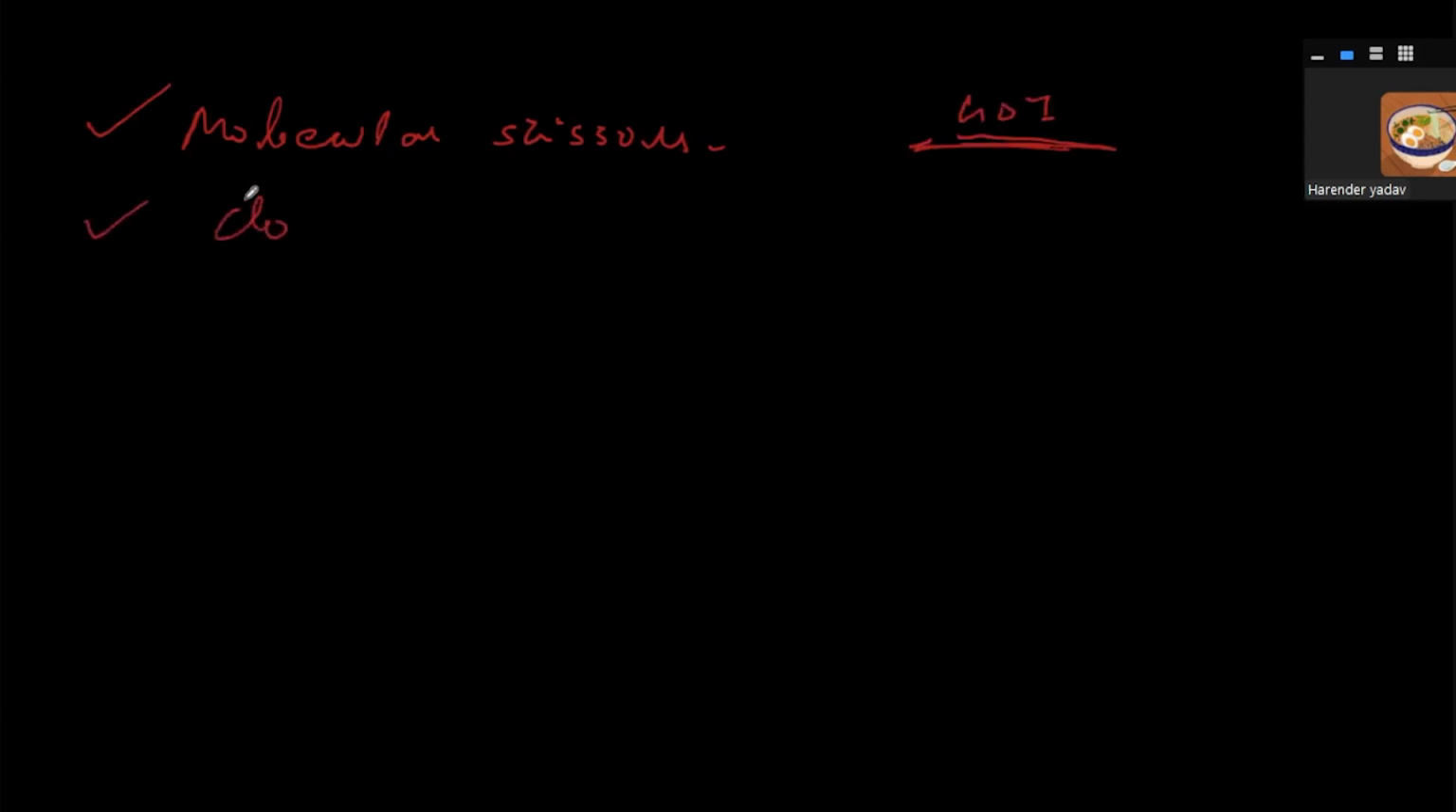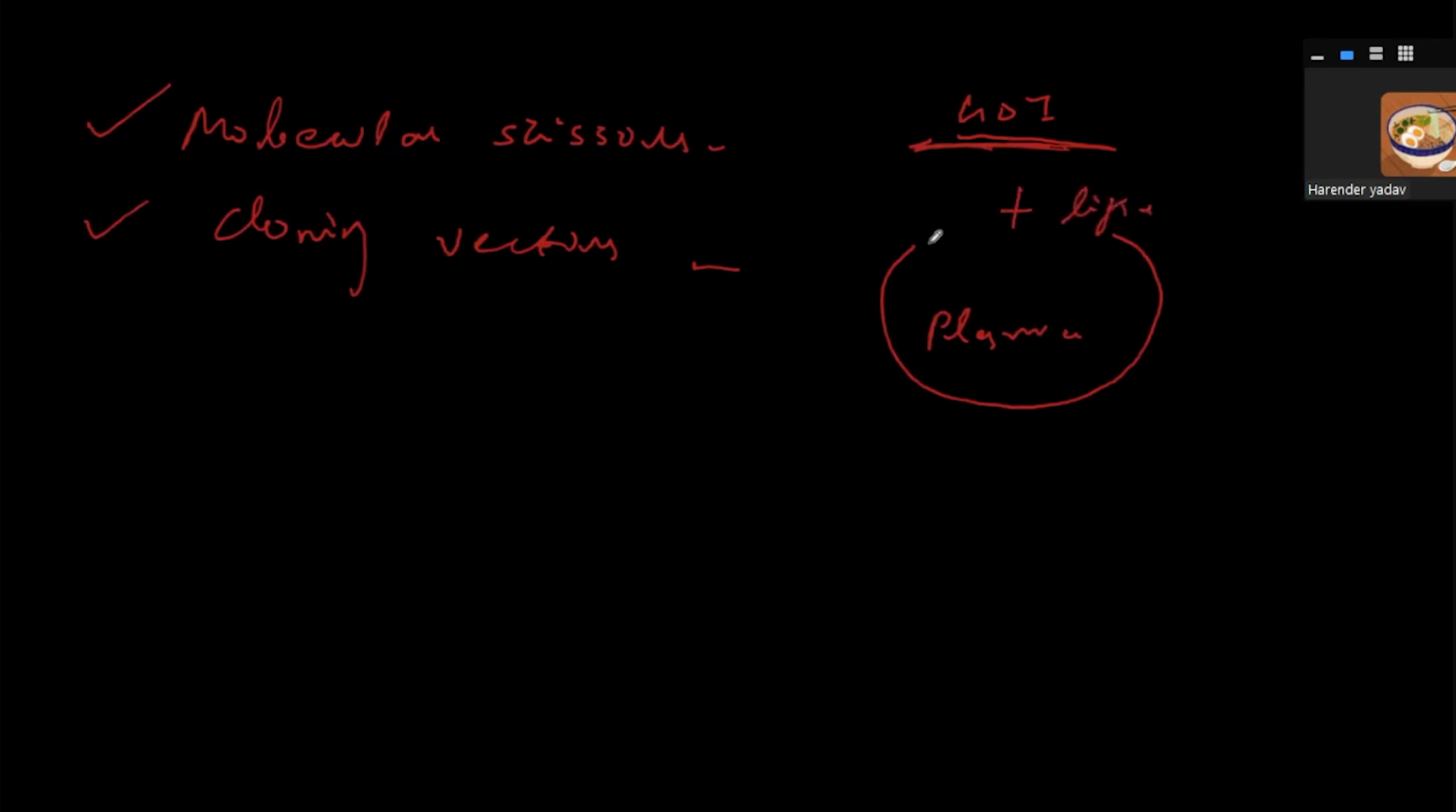We have discussed molecular scissors. This is the first tool, from which we get our desired gene of interest, because we are cutting out a gene of interest. Then we used our cloning vectors. The most common example that we learned was the plasmid. So the molecular scissors will cut both the gene of interest and the cloning vector, and then using the ligase enzyme, we'll stick them together. So we'll have a complete plasmid with a gene of interest.